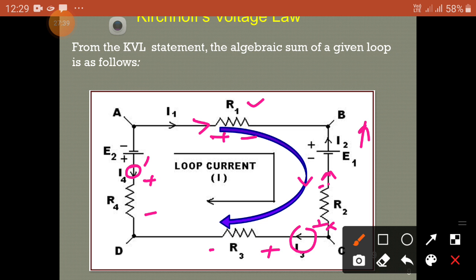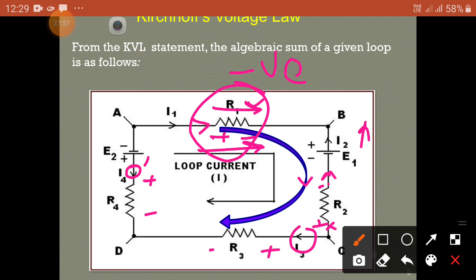Okay. Now based on these assumptions, you can observe that for this R1, the resistance, the current in the resistor is in this direction, and the assumed loop direction is this direction. So you have to take this drop as negative.